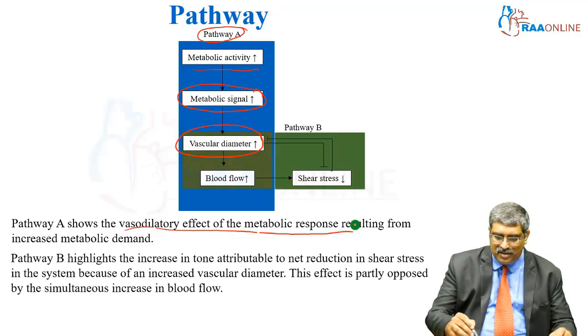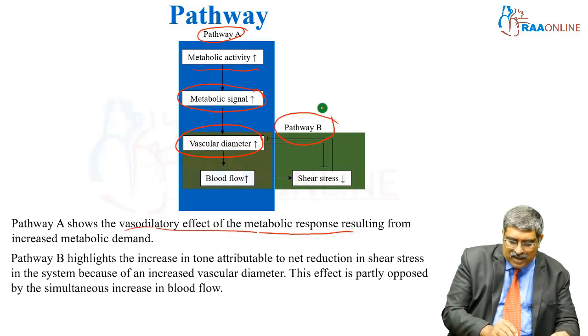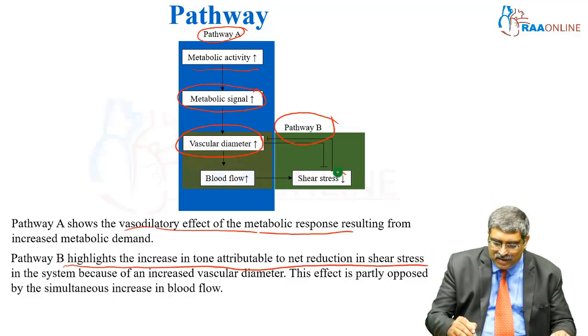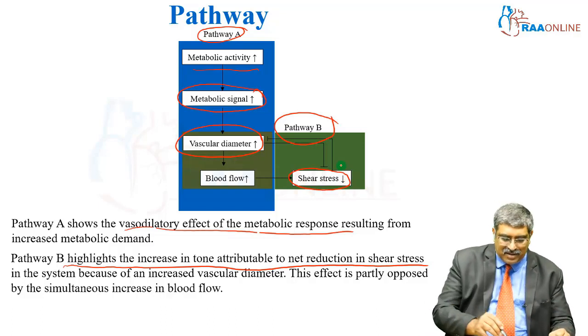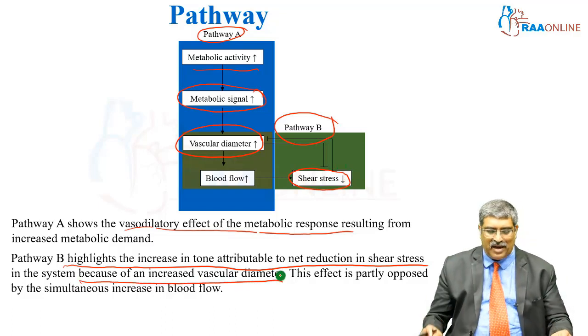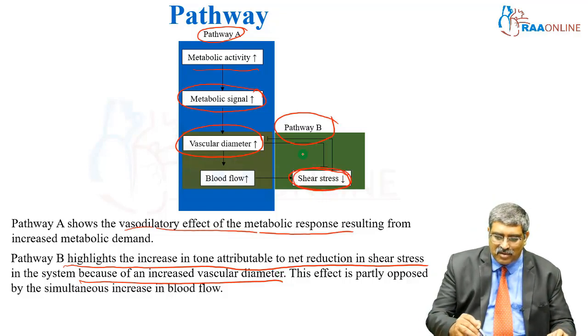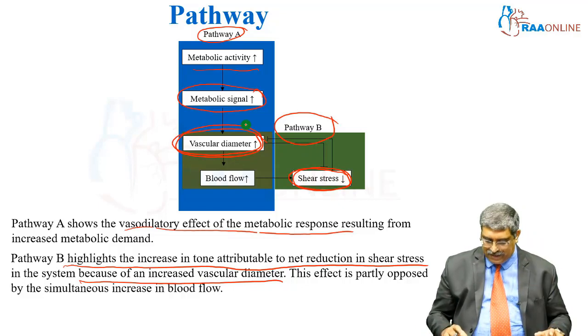Next comes the stress pathway. Here, the increase in tone is attributable to reduction in stress of the vessel, and this is due to the increased vascular diameter. Here the stress comes down, the vascular diameter is increased and the blood flow is increased.